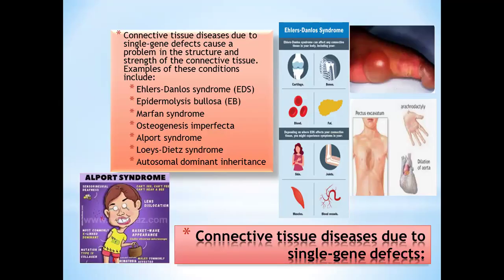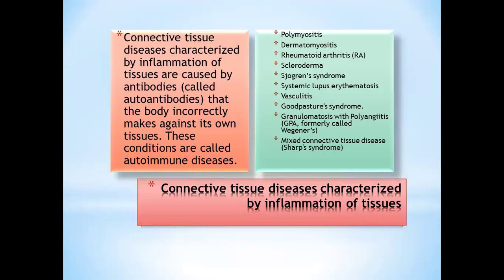Connective tissue diseases due to single gene defects cause a problem in the structure and strength of connective tissue. Examples of these conditions include Ehlers-Danlos syndrome, epidermolysis bullosa, Marfan syndrome, osteogenesis imperfecta, Alport syndrome, Loeys-Dietz syndrome, and others with autosomal dominant inheritance.